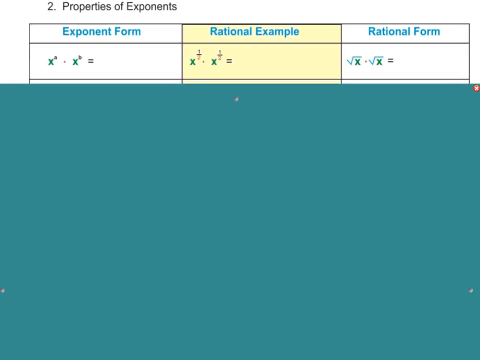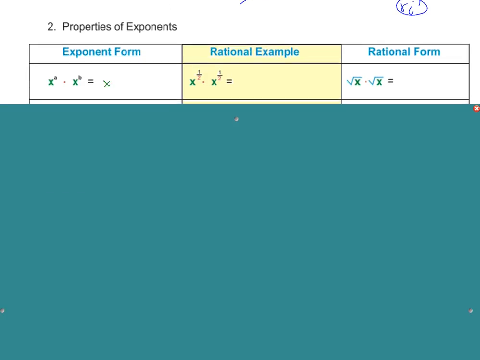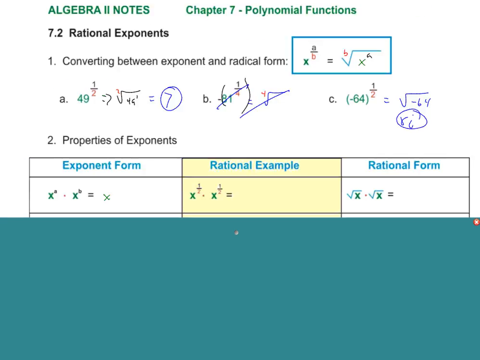All right, let's get into this chart here, and you've got to go through, and the beginning of it is we know our rules. X to the A times X to the B is, all right, so we know we're going to add the exponents. X to the A plus B.